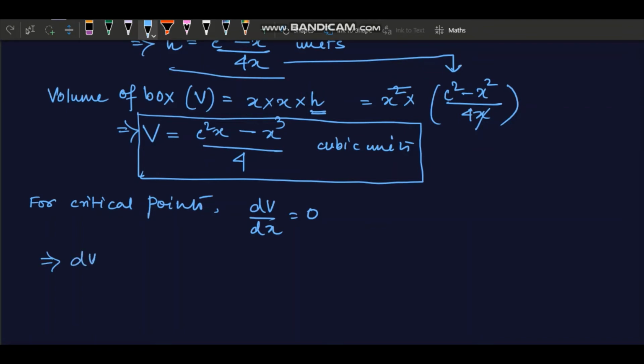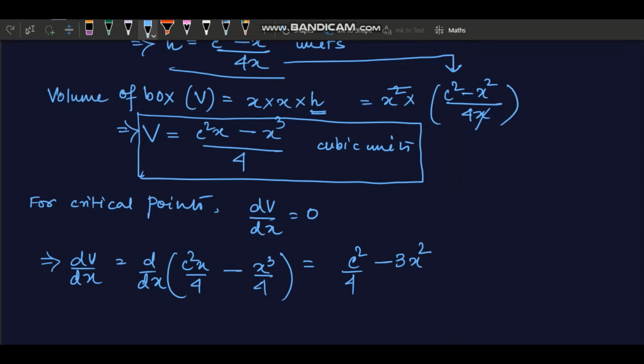So let us find out dV/dx, which is the first order derivative of V with respect to x. So dV/dx is given by d/dx of c square x by 4 minus x cube by 4. So derivative of c square x by 4 gives us c square by 4, and the derivative of x cube by 4 gives us minus 3x square by 4. So we can rather write this as c square minus 3x square whole divided by 4.